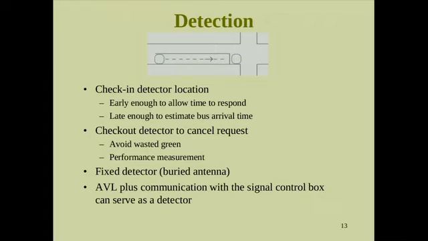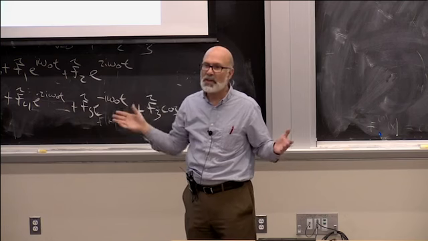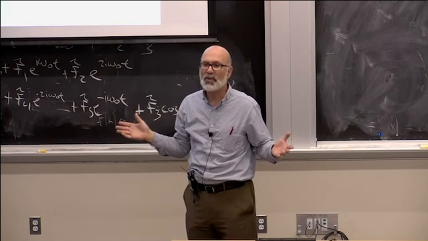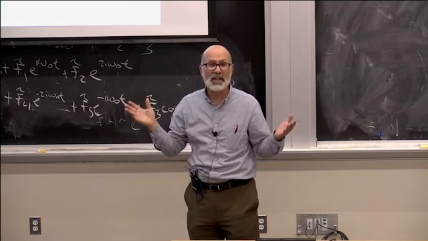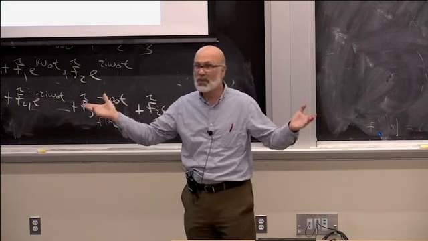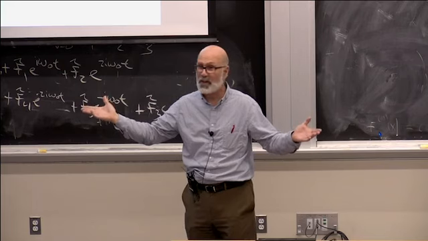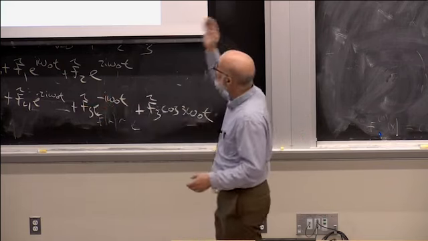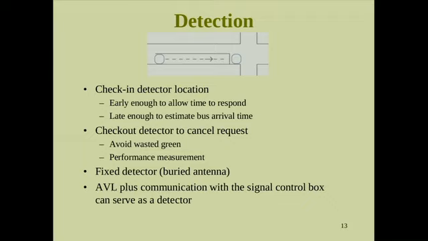We also want there to be a checkout detector. Some systems omit the checkout detector. So if you omit the checkout detector, here's how inefficient you are. You say, oh, there's a bus coming. I'll give it a 15-second extension. The bus goes through after 3 seconds, and you still hold the light green for the full 15. That doesn't make any sense. So have a checkout detector. As soon as the bus hits that, you cancel the extension request, let the light turn yellow.